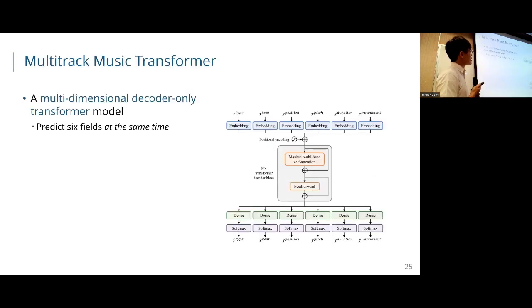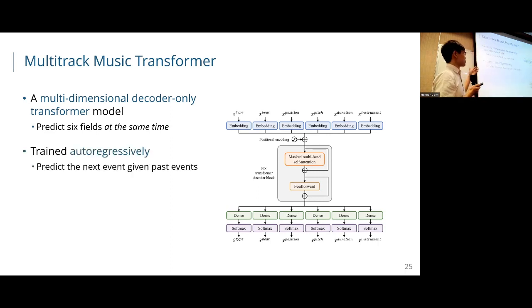I won't go into detail, but basically it's just a transformer model, but the output is multidimensional. We have 6 fields to predict at the same time. And it's trained autoregressively, basically predicting the next event given past events, just like a typical transformer model.